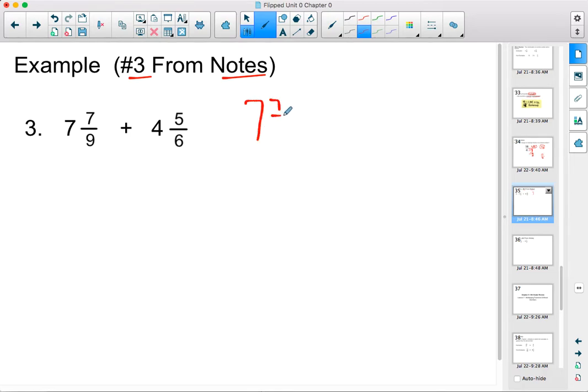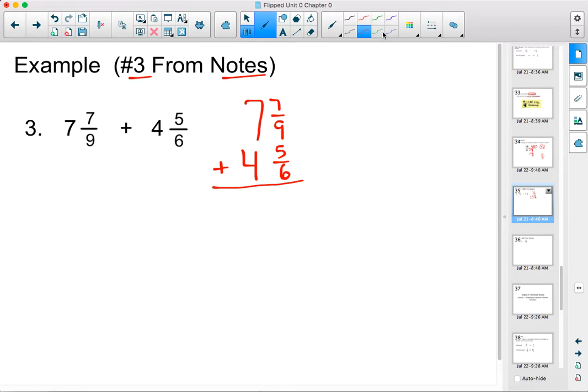So the first thing we want to do is have our problem written vertically. Okay, remember, we want to do this vertically as per our notes, and the reason for that is because it kind of sets it up into place values. Here's our fraction place value, here's our whole number place value, and it just makes sense because this is how we do addition in every other way.